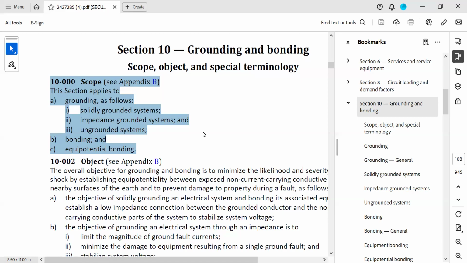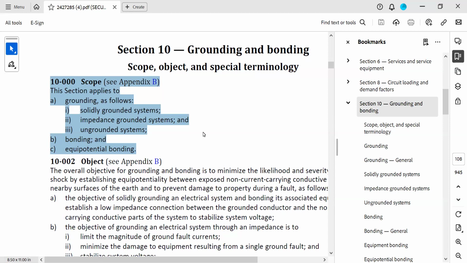I'd like to talk about Section 10, Rule 0, just talking about the scope of grounding and bonding. This section is one of the general sections of the code. Those are requirements that apply to all installations, unless they're amended with a specific section of the code.